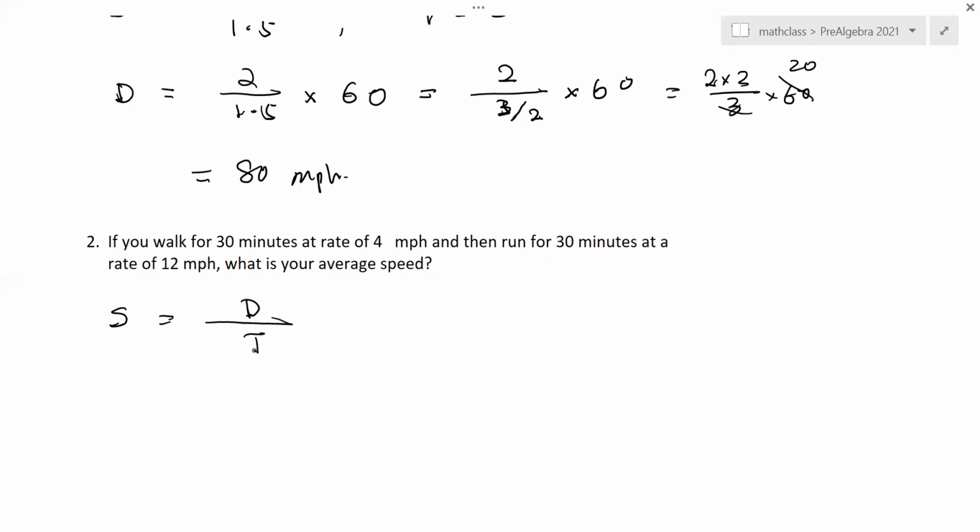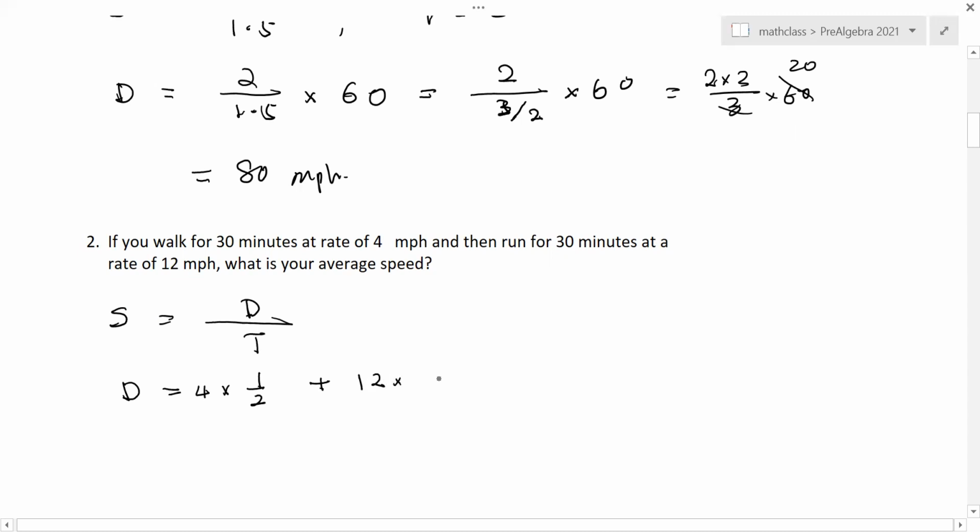So for the distance, first of all 4 miles per hour, and 30 minutes, so it's 4 times, 30 minutes is half of 1 hour. And plus, at the rate of 12 miles per hour, also 30 minutes, so it's half an hour. That is the total distance it travels. So you get 2 plus 6, which is 8. So the unit is 8 miles.